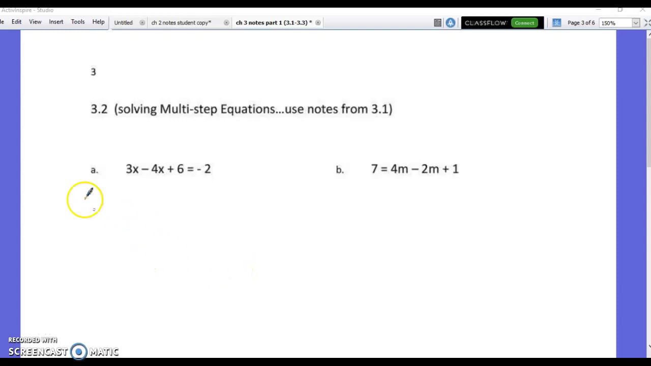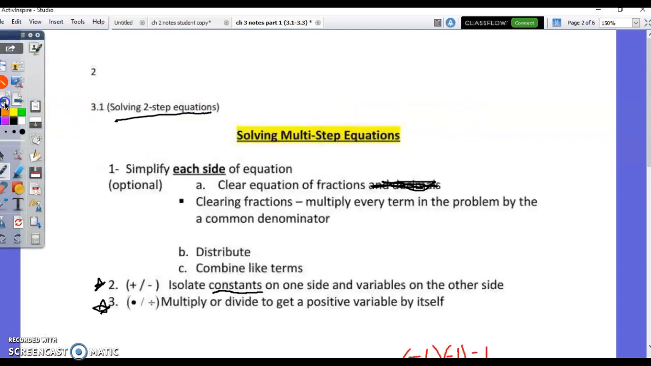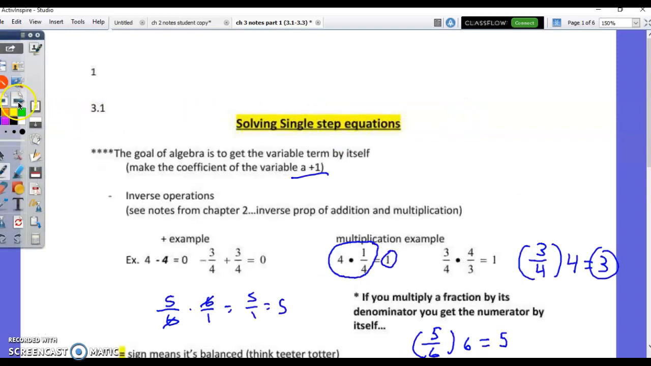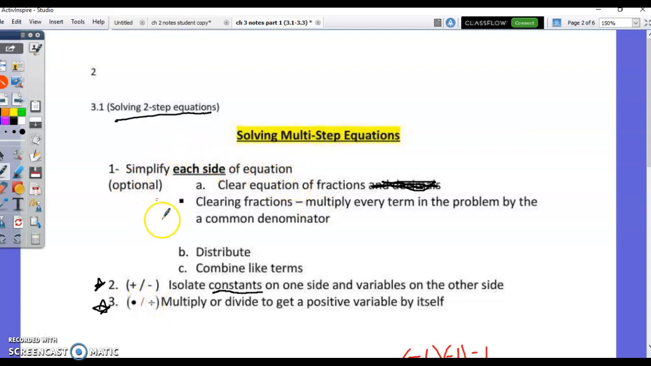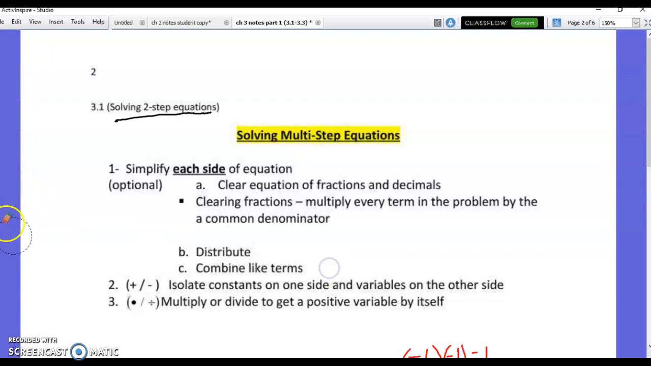All right, so continuing on with this chapter 3, solving multi-step equations. It says use notes from 3.1. So just jumping back, these notes right here. I'll go ahead and clear that. This is what I'm referring to when I say use the notes.